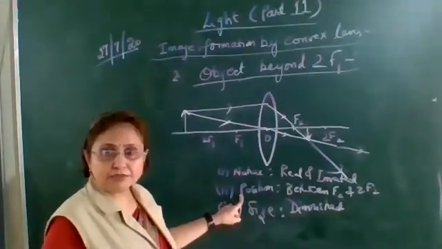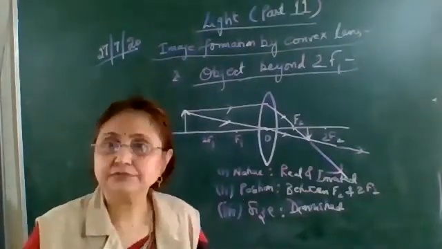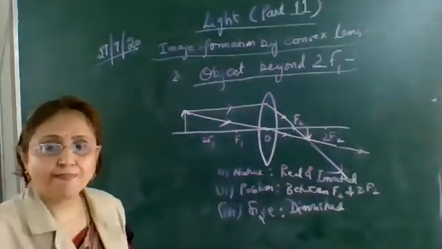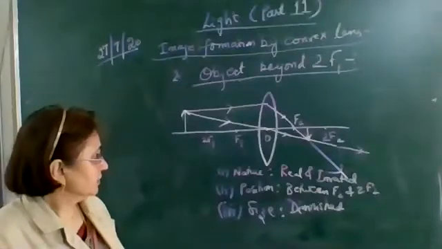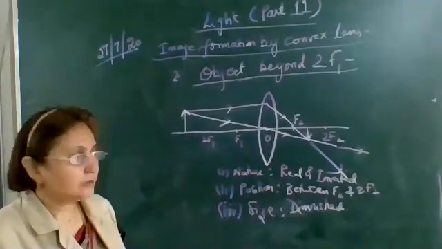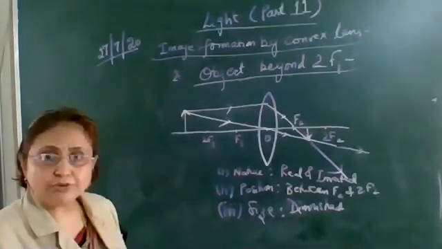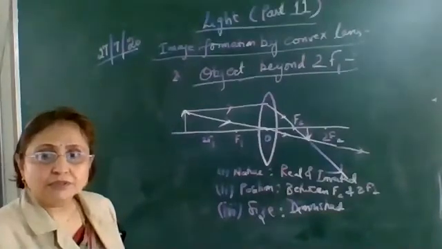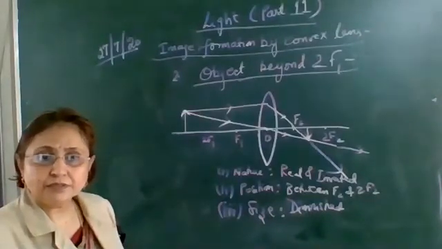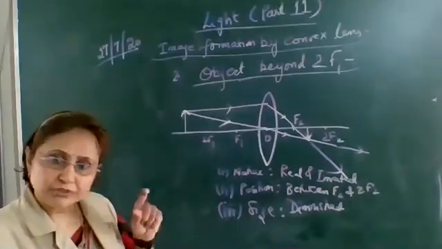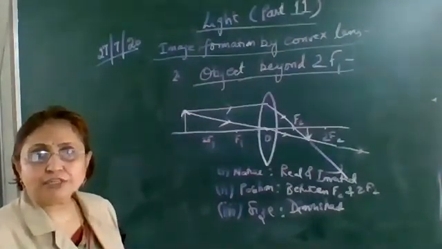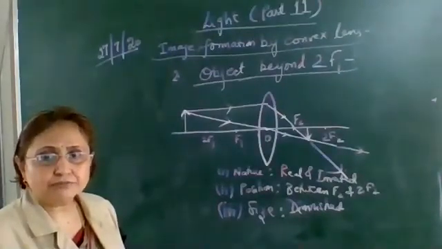Write the second point, position of the image. Position is between F2 and 2F2. Write down the third point, size of the image. Either you can write smaller than the object or write it as diminished image.